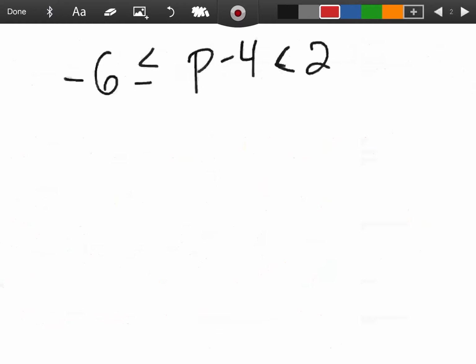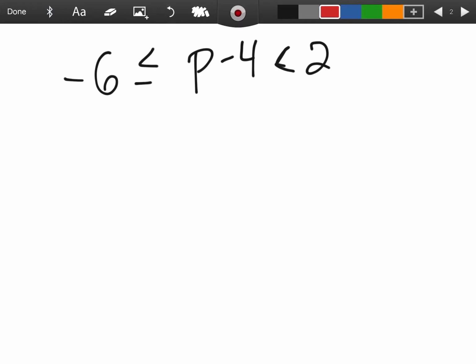All right, so here in this compound inequality, now we have more than one inequality. Here we can see we have two inequality signs. We know that p minus 4 is greater than or equal to negative 6, and we also know that it's less than 2. So that's what makes it a compound inequality, is there's more than just one inequality sign now. Well, we're going to solve this really the same exact way, the same way we would solve the other inequalities.